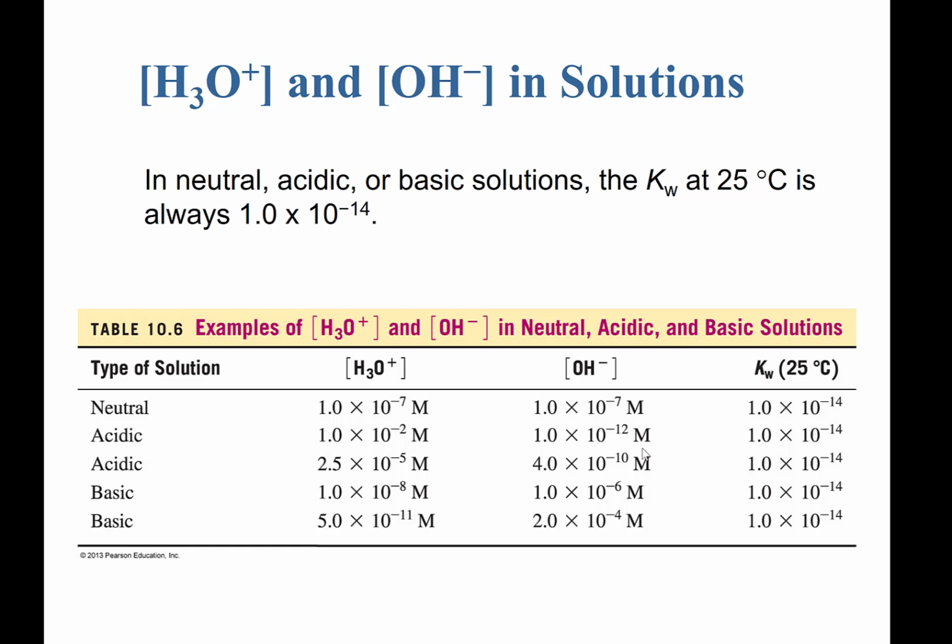All right, so here's a chart. We can see that when it's neutral, I have the same concentrations. If it's acidic, in both of these cases, the H3O+ is greater than the OH-, like that. And then if they're basic, then these ones are both less than the OH- concentrations.